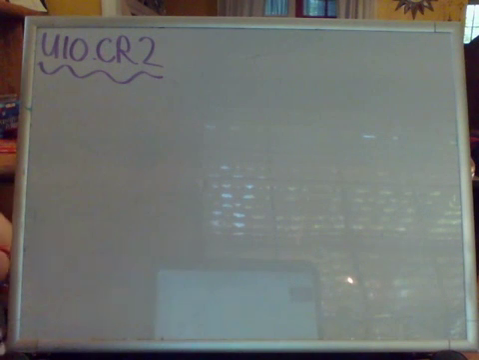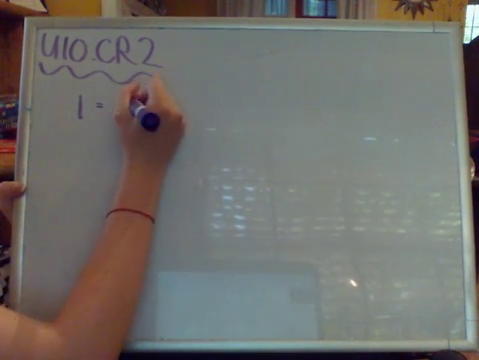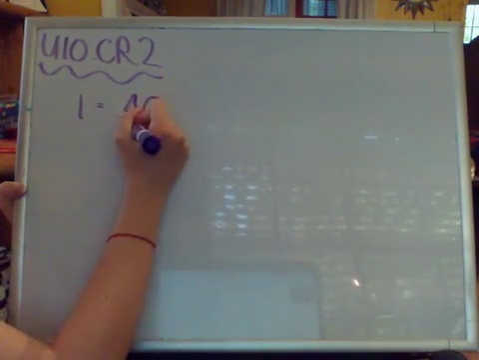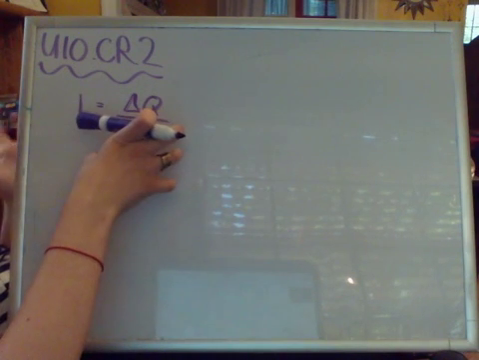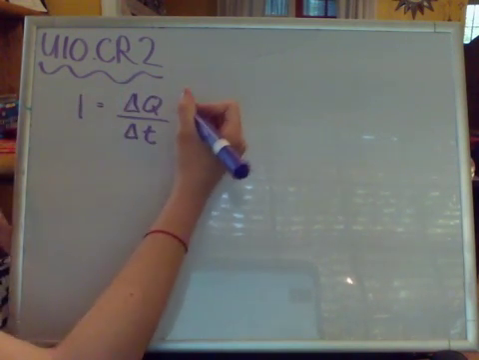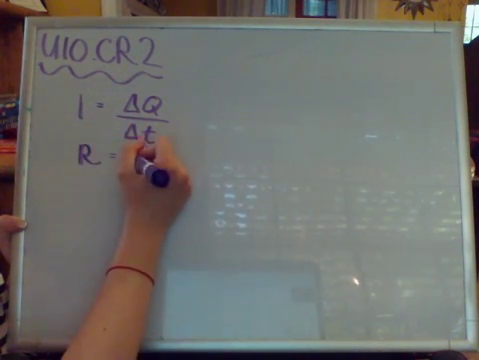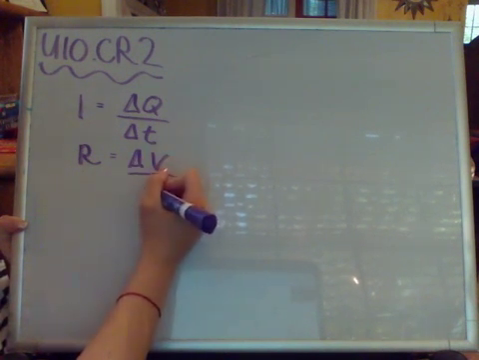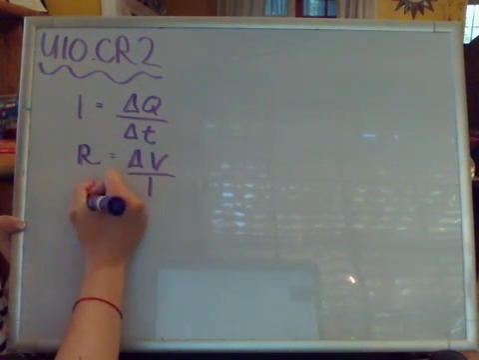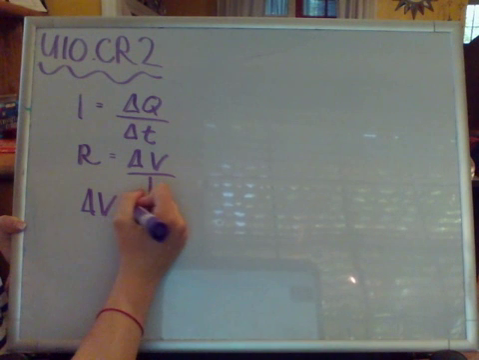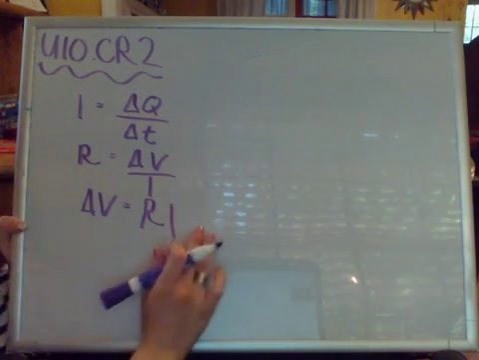First off, we have the equation for current, and current is going to be I equals delta Q, which is our charge, over delta T, which is our time. So this is how you can solve for current. But we also have the equation R, which is resistance, equals delta V, which is our potential difference, over I, which is our current. And then we have the equation for the potential difference, which is V, equals R, the resistance, times I, the current.